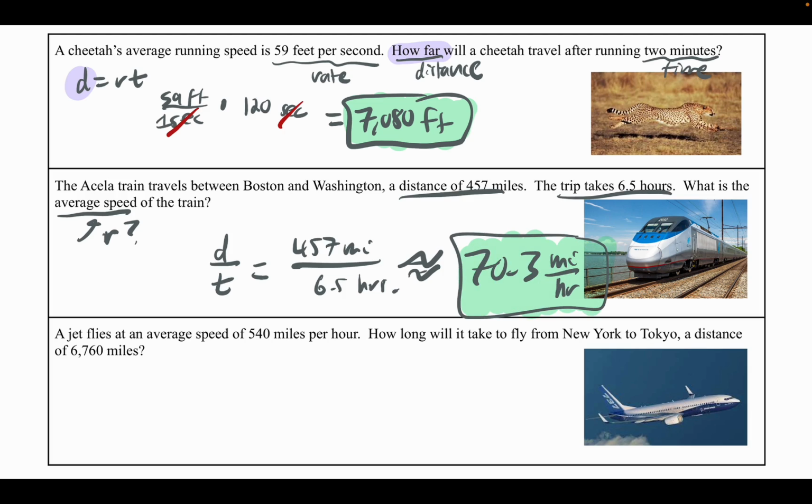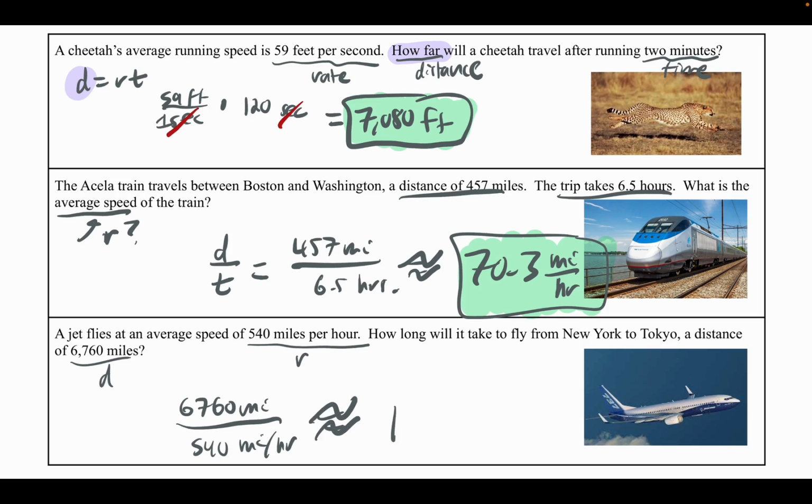And then finally here, a jet flies at an average speed of 540 miles per hour. How long will it take to fly from New York to Tokyo, which is a distance of 6760 miles? So given that distance, and then there's going to be a rate, we can take 6760 miles and divide that by 540 miles per hour, and that should give you the amount of time it's going to take. If you do divide that out, it comes out to be approximately 12.52 or so, and that would of course be in hours since the rate was specified to be in hours.